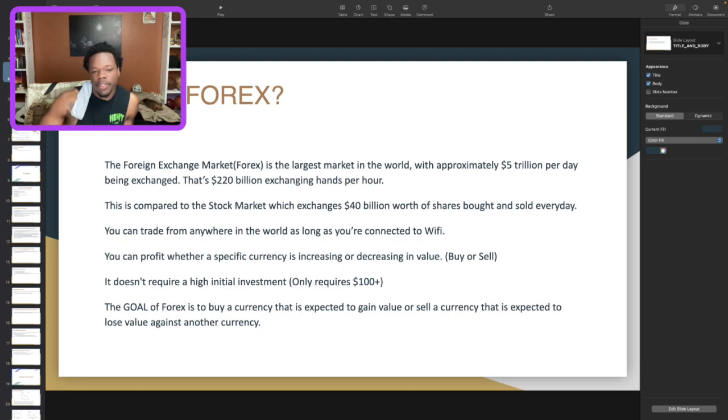This is compared to the stock market, which exchanges $40 billion a day, and $40 billion a day compared to $222 billion being exchanged per hour. You could really just do the math on that, and you can tell the more liquid market would be the foreign exchange market.